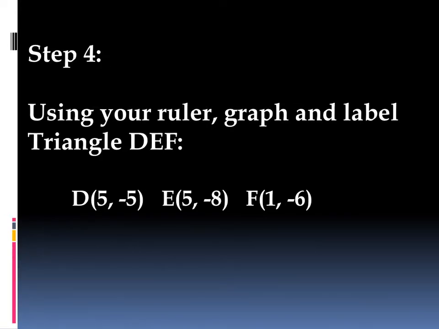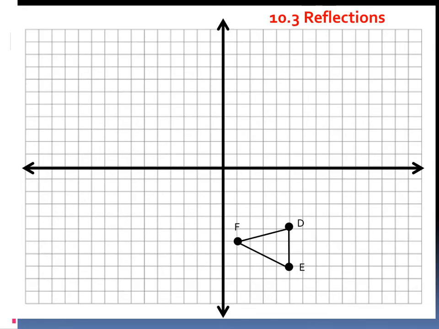Okay, now let's try another one. So on that same piece of graph paper, use your ruler and graph and label triangle DEF. Go ahead and pause the video and graph these 3 points and label them DEF. All right, here we have triangle DEF. If something is wrong on your paper and it doesn't match what you're seeing on the screen, feel free to erase it and go ahead and fix it.